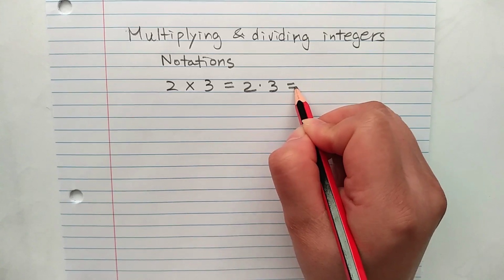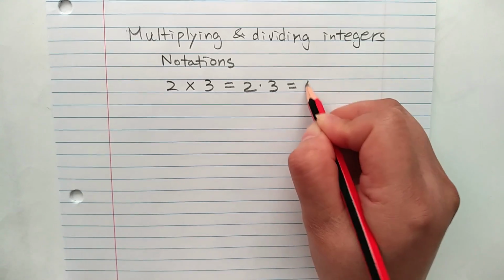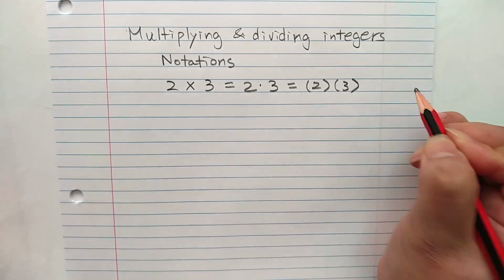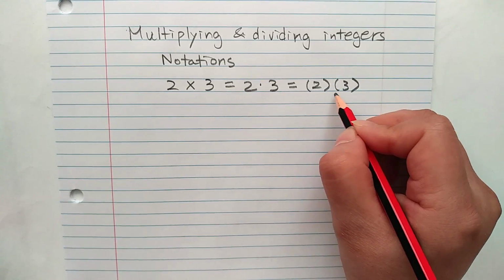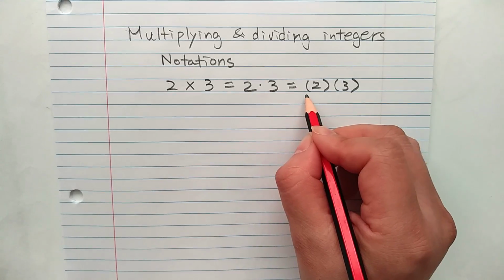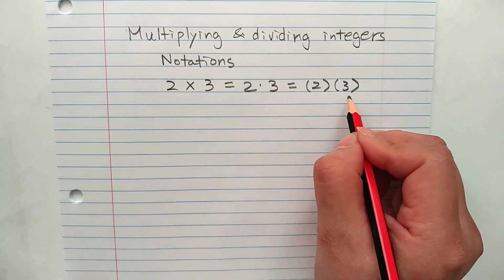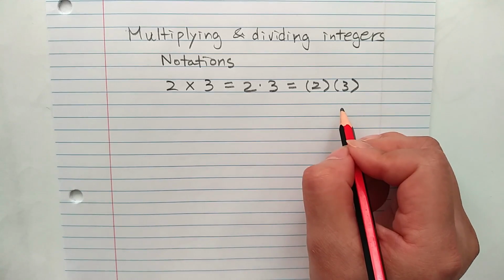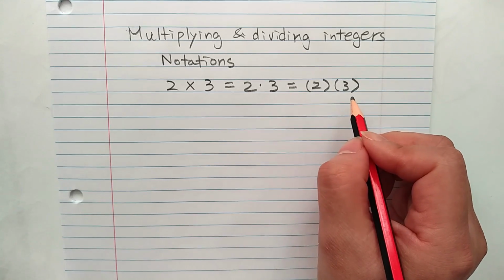Most of the time, we'll express 2 times 3 as 2, 3, and no notations at all. When you see numbers put together or 2 variables put together without any signs in between, that means that is a multiplication.